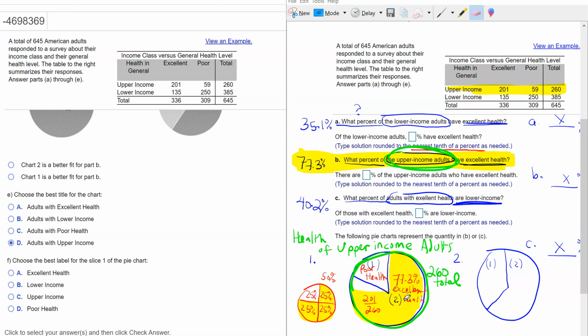Your My Math Hub question will have different numbers, but the process will be the same. If you have any questions, don't hesitate to email me or come to office hours and we can talk it out.